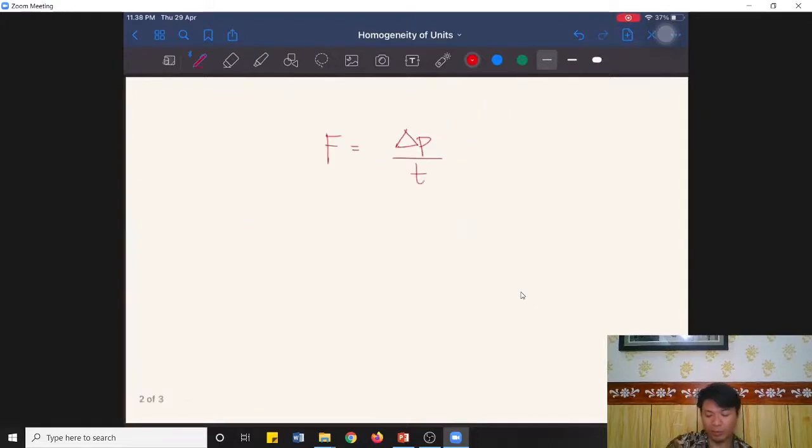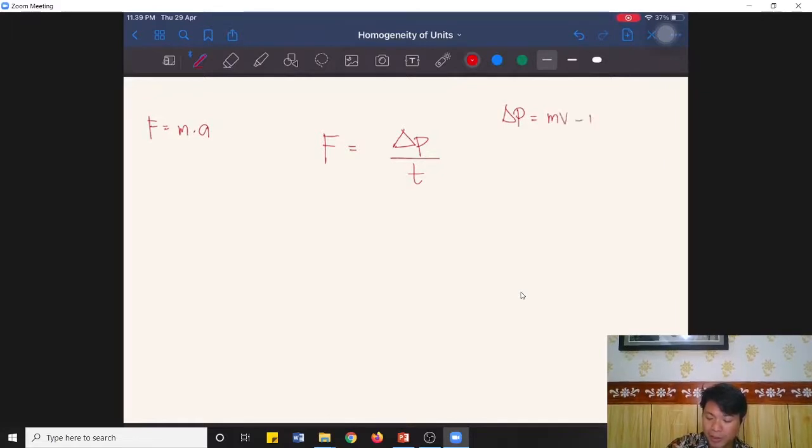Let's have one more. For example, this one. Force is equal to change in momentum over time. It does not make sense. It doesn't look equal, but let's try to prove it. Force, as you all know, is mass times acceleration. Change in momentum is equal to momentum final minus momentum initial, or mv minus mu.